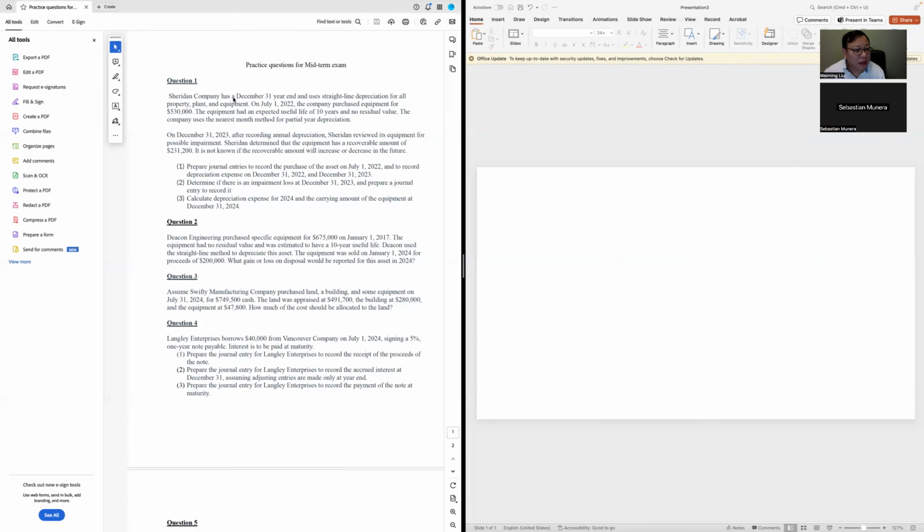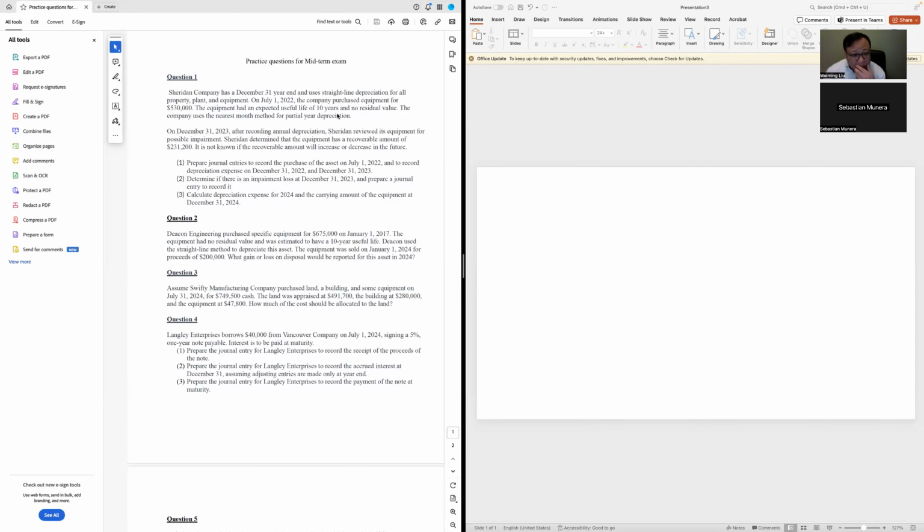The company has a December year end and uses straight line depreciation for all property, plant, and equipment. On July 1st, 2022, the company purchased the equipment for $530,000. The equipment had an expected useful life of 10 years and no residual value. Residual value equals 0. The company uses the nearest month method for partial year depreciation.